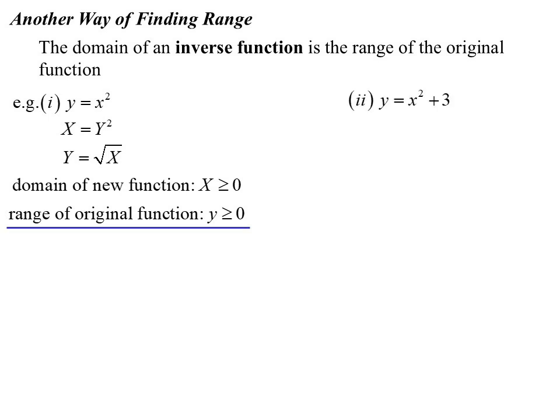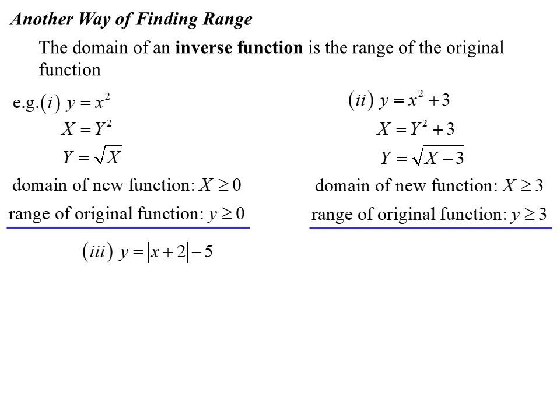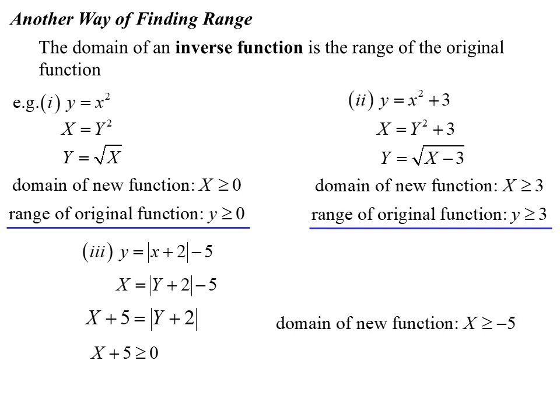X squared plus 3, again using that idea, swap the x and the y's round, make y the subject. Well, the domain of that would be x is greater than or equal to 3. Therefore, the range of the original one is y is greater than or equal to 3. The absolute value one. Okay, swap the x and the y's round. Now, let's look at that one. A bit hard to make y the subject, but I'm stopping at that point because I know that the absolute value must be positive. So x plus 5 is greater than or equal to 0. The domain of the new function is x is greater than or equal to negative 5. The range of the original function is y is greater than or equal to negative 5.